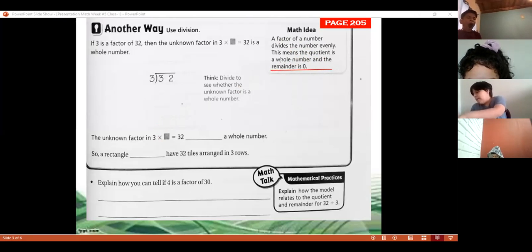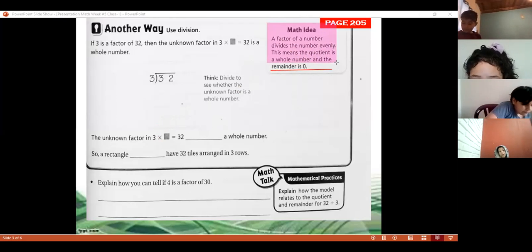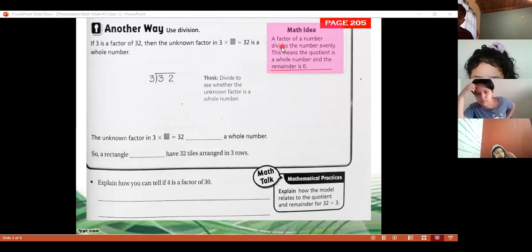You can color this math idea. You can color it because it's 11. This math idea is so important, class. To remember, a factor of a number means that the quotient is a whole number and the remainder is 0. So let's find out if we have a remainder of 0 here.